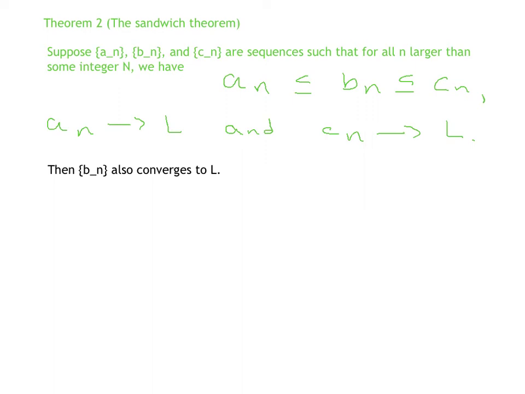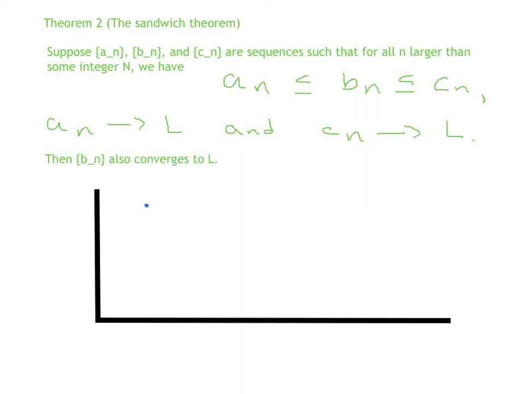So let's look at a heuristic picture of what we mean. If we have one sequence that is sort of moving around but converging eventually to some value, maybe that's our a_n, and we have another sequence, c_n in green, which eventually converges to the same place as a_n. And we have a third sequence, b_n, which at the beginning doesn't necessarily need to be between the two, but then after some point it does lie between them.